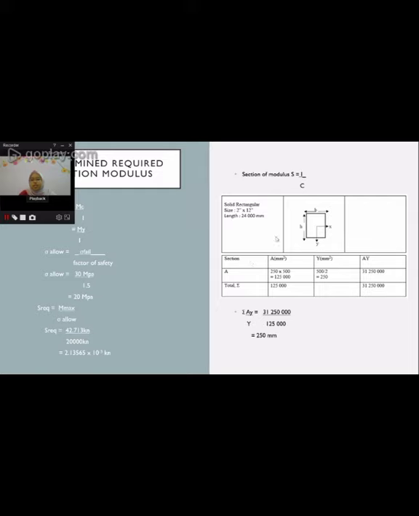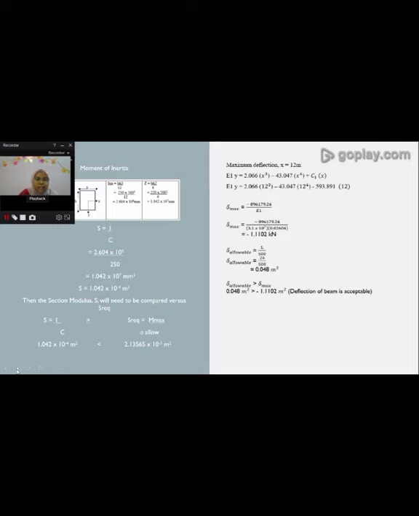We got one section, which is section A, which is 125,000, and AY is 31,250,000. Okay, divide the value, we got 250 mm. Okay, next is moment of inertia. We calculate the value of S, and also S required. So we have to compare it.